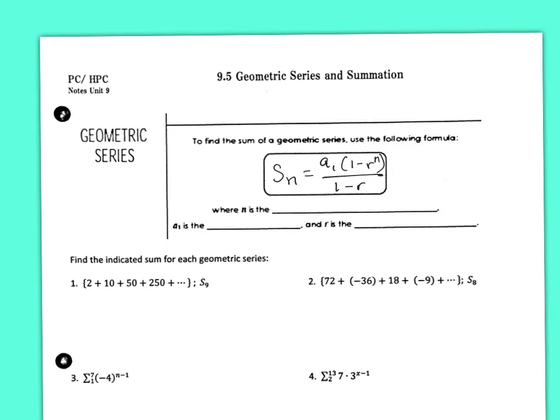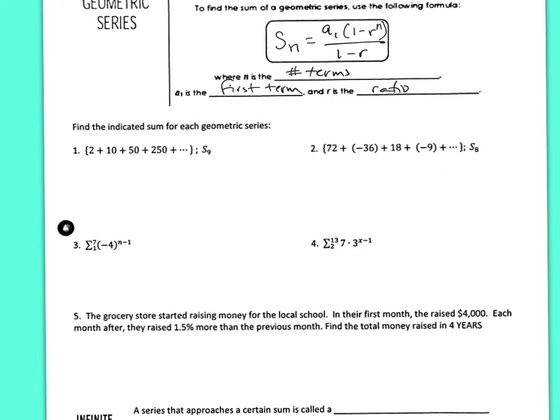So again, n is the number of terms. It's in there a couple times. A sub 1, of course, is your first term, and r is the ratio, or how you get from term to term. Now, if you want to use your sigma key, you're going to have to write a sub n. So when you use sigma, a sub n goes right here, and then of course n goes from whatever to whatever, right? So whatever you're looking for.